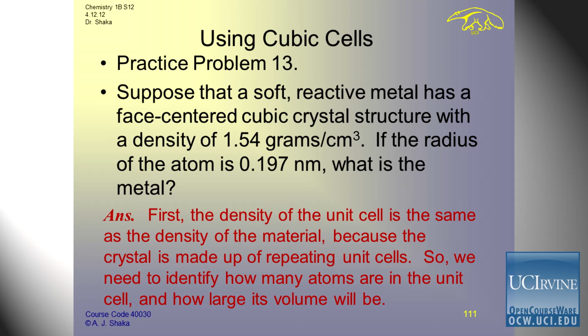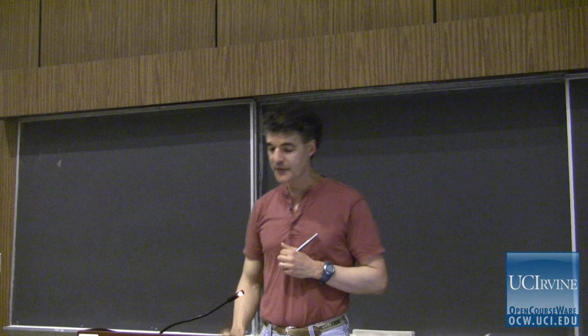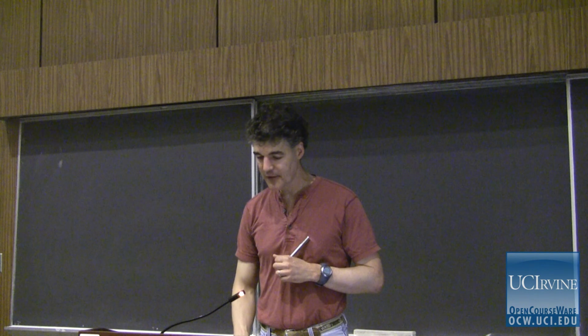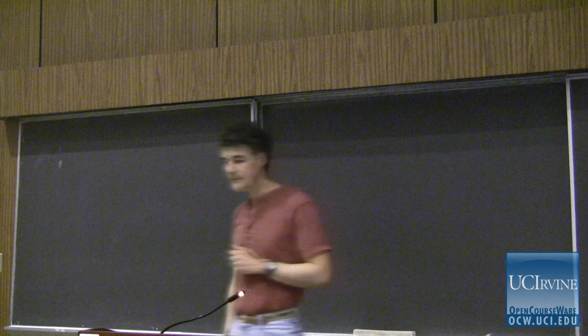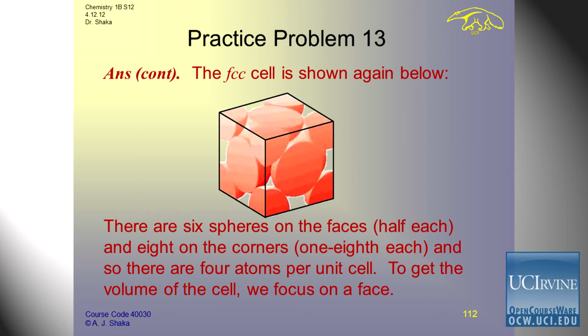The density of the unit cell is the same as the density of the material. So we need to identify how many atoms are in the unit cell and how large its volume will be. Well, we know how many atoms are in it. It's 4 because it's face-centered cubic. And we've had a course in chemistry. We have 8 times 1/8 plus 6 times 1/2, which is 1 plus 3. And there it is. That's the polonium one again.